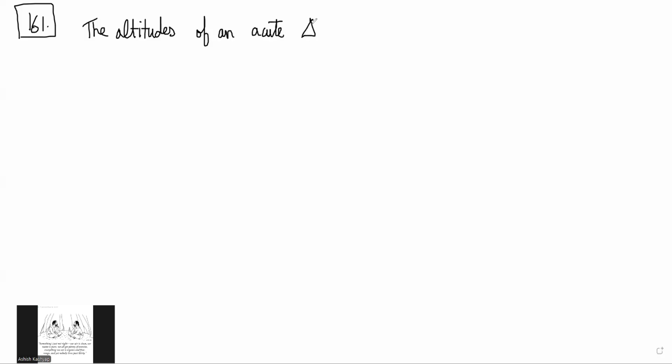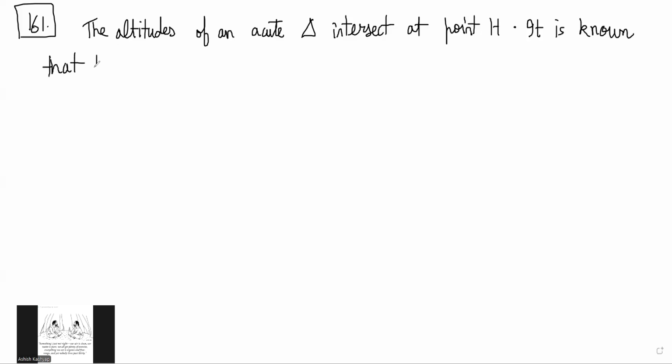The altitudes of an acute triangle intersect at point H. It is known that AB is equal to CH. Find angle ACP.